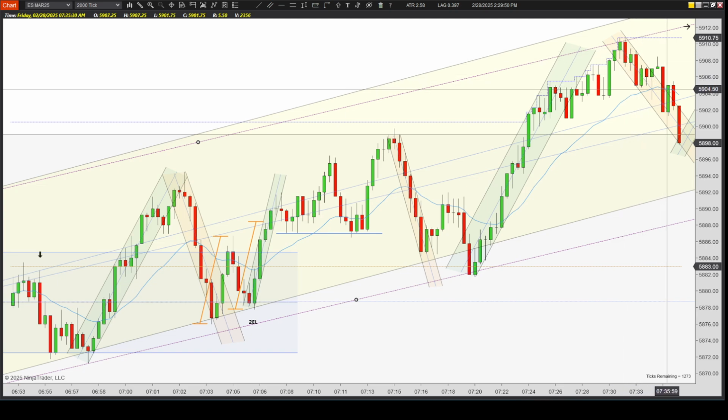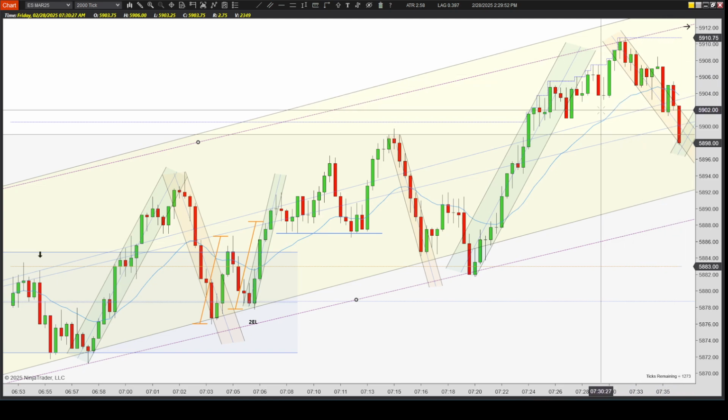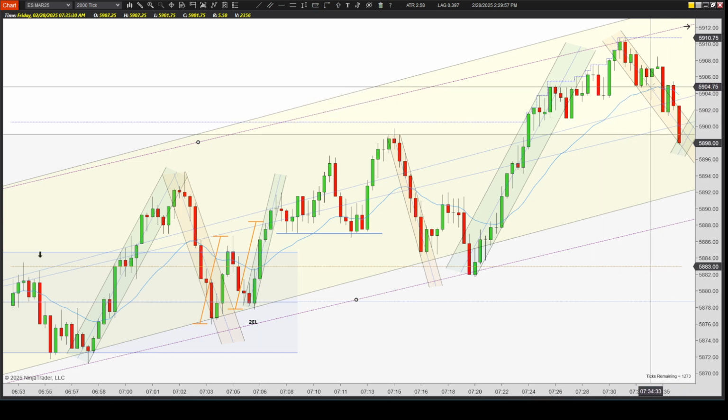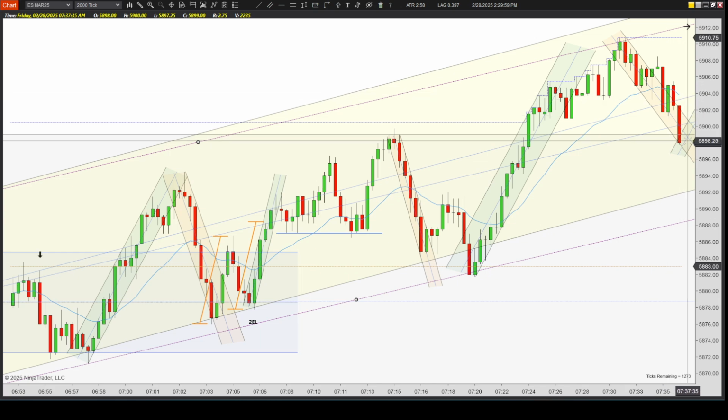I was actually looking for a lower high, ideally on the underside of this EMA, like this next candle after this one would come up, touch the EMA, and then not break through and flush down.